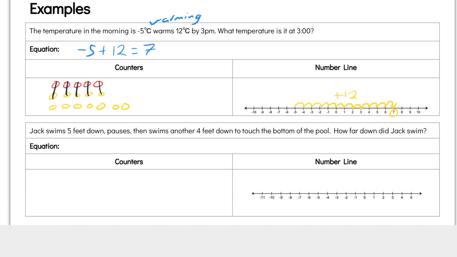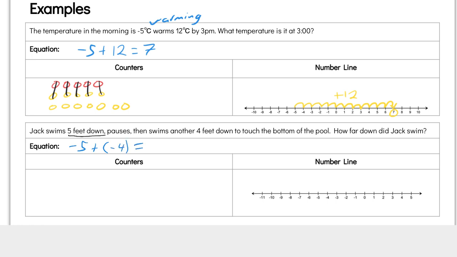Jack swims 5 feet down, pauses, then swims another 4 feet down to touch the bottom of the pool. How far down did Jack swim? All right, so I might underline some important things. Swims 5 feet down, that means he's under the level of the water by 5 feet. So that's a -5. So I'm going to say that's a -5 to start with. Then he swims another 4 feet down. So he's adding an additional -4 feet. So we add another -4 to touch the bottom of the pool.